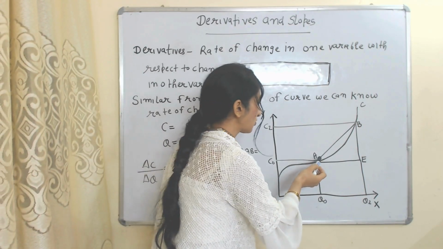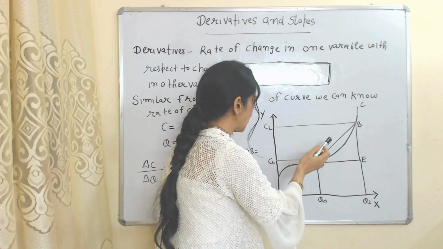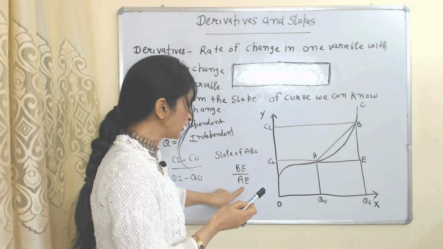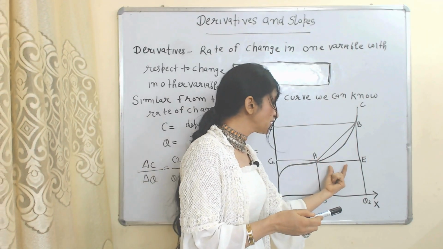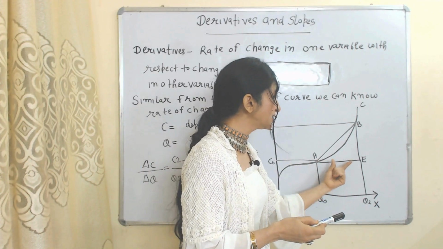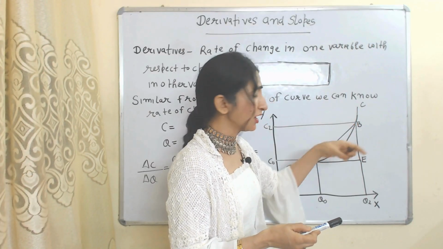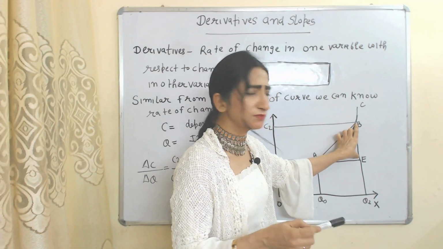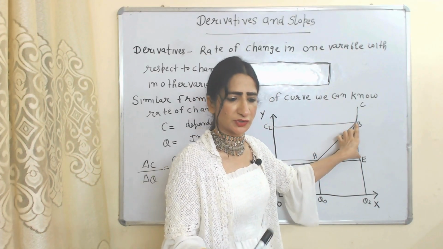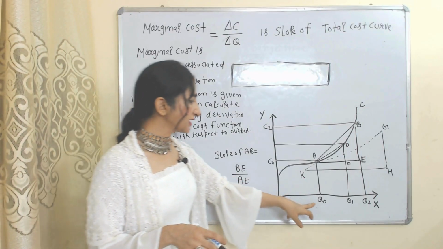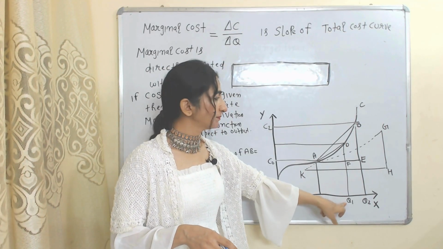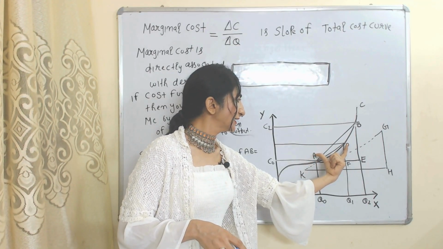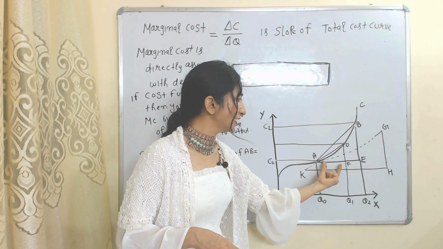The same rate of change we can represent geometrically with the help of the slope of a line. For example, the slope of this AB line represents BE over AB. That means this much change in the independent variable leads to this much change in the dependent variable, or you can say that this much change in output leads to this much change in cost. Suppose output increases from Q0 to Q1. Now our equilibrium point is D and the slope of the AD line is DF over AF.